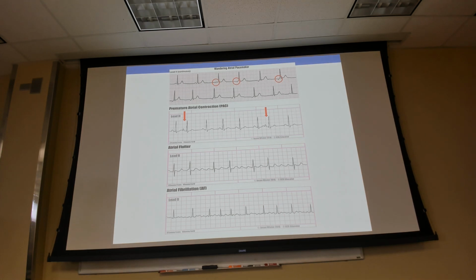So just an example of what that EKG would look like, ECG, the wandering pacemaker, right? P waves up, the P waves down, P waves up, it's just a little bit all over the place. Premature atrial contraction, same thing. You see these kind of early P waves, got real excited, it's just early, and then flutter and fibrillation, your normal things.